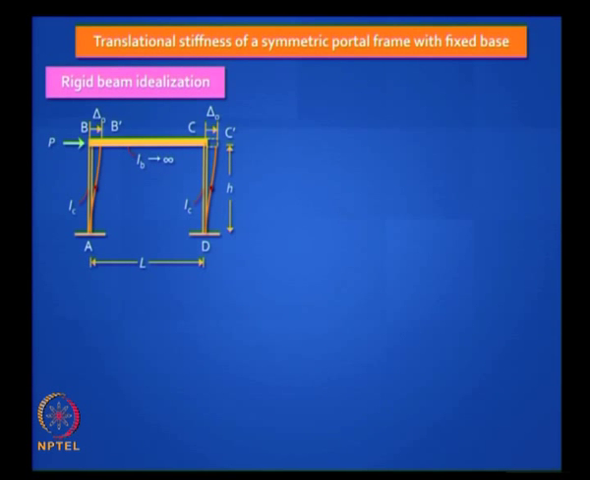Okay, look carefully. Can you give me an expression for delta naught in terms of P, E and IC and H? Please work it out.